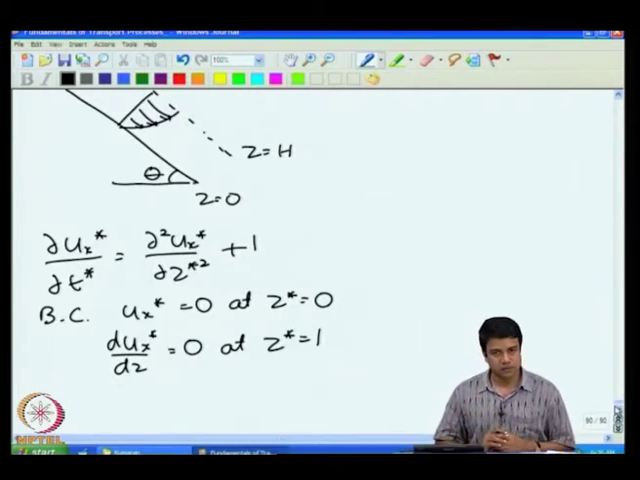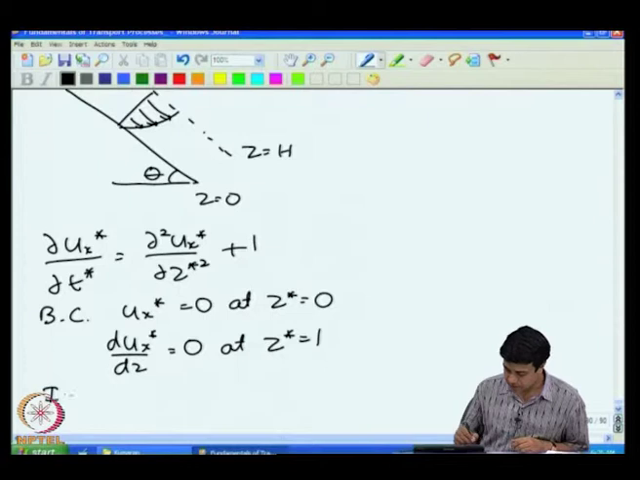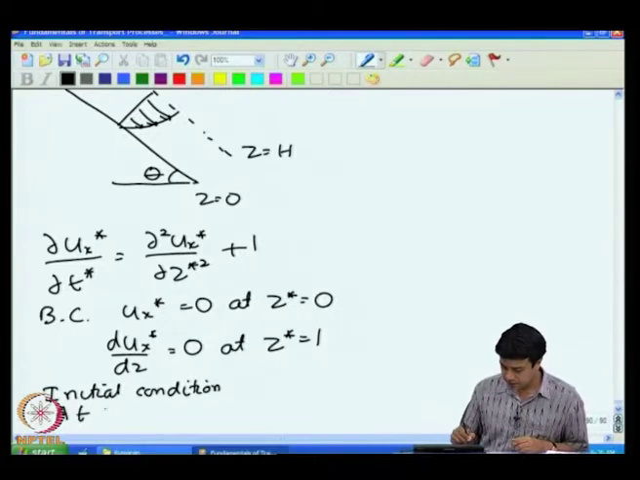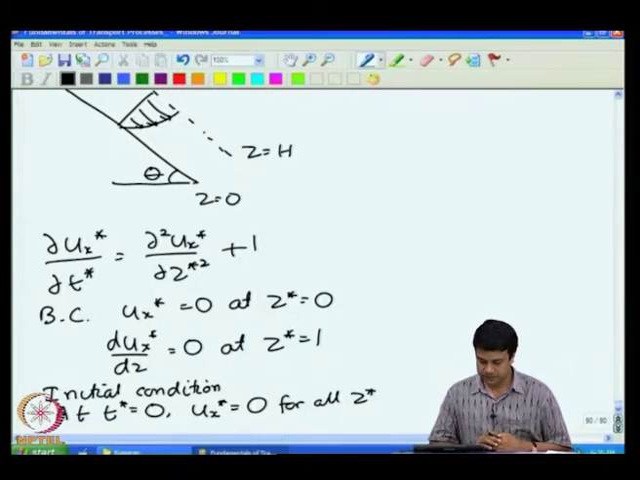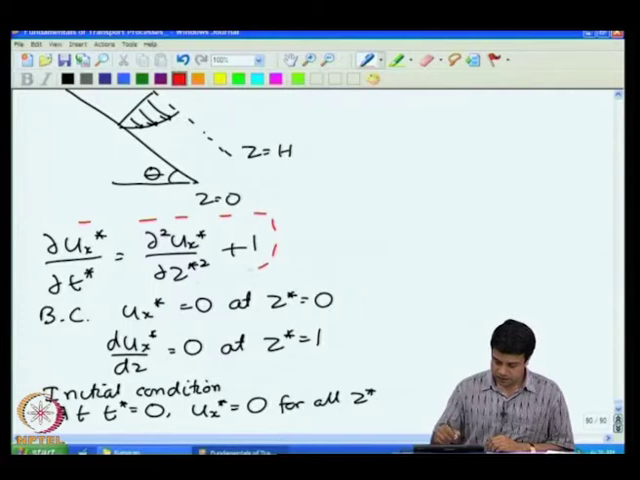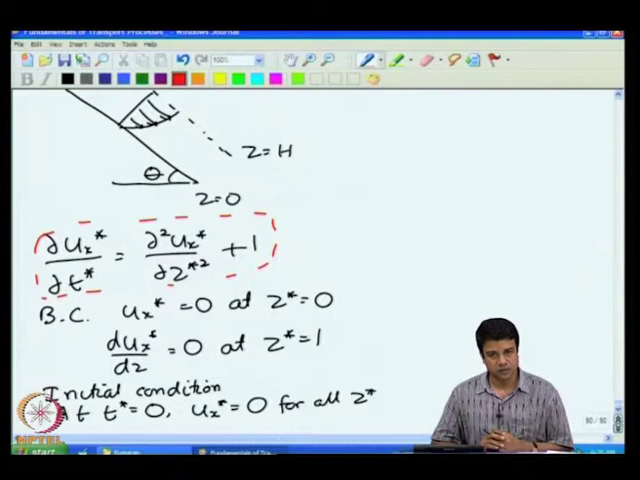Similar to the problem that we had solved for the instantaneous startup of a plate using separation of variables. So, this is also an initial condition, which is that at t is equal to 0, ux star is equal to 0 for all z star. At time t is equal to 0, the velocity is 0 everywhere. So, we have to solve this equation subject to the initial and boundary conditions. The solution procedure is similar to the separation of variables solution procedure that we had earlier. So, we have to follow the same steps in order to get the solution for this as well. There is a complication when you have body forces, and it is in order to point that out that I am going through this solution procedure.